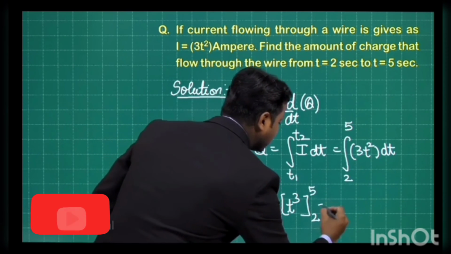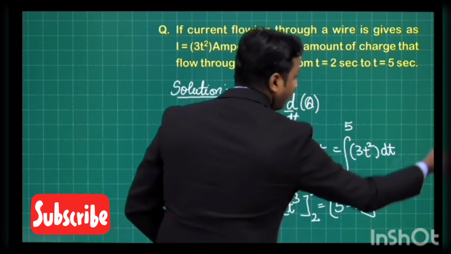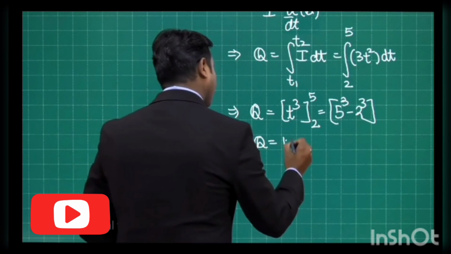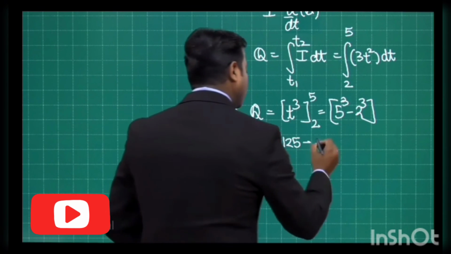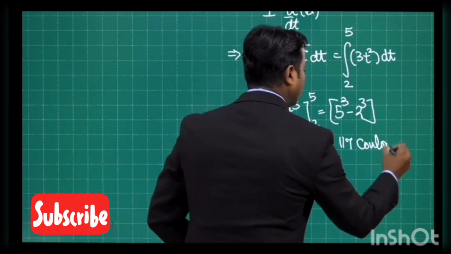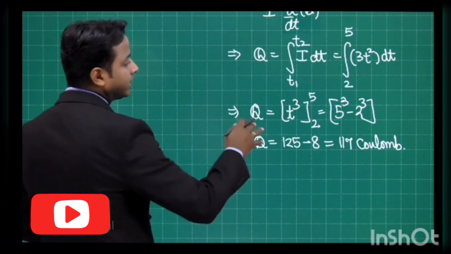So this is 5 cube minus 2 cube. And we know that 5 cube is 125 and 2 cube is 8. So this is 117 coulomb. So this is the amount of charge which has flown through the circuit in the given time interval.